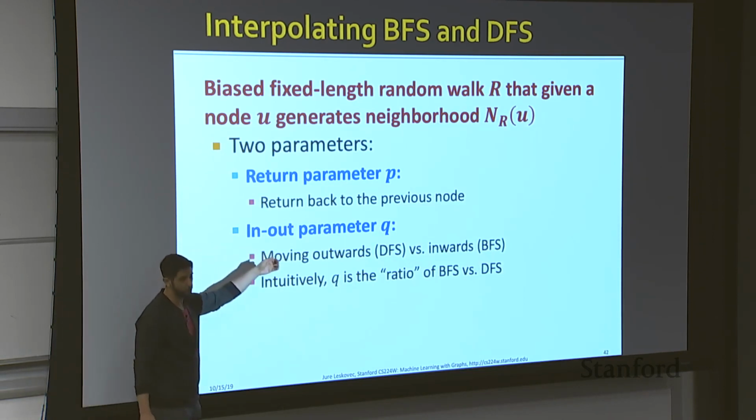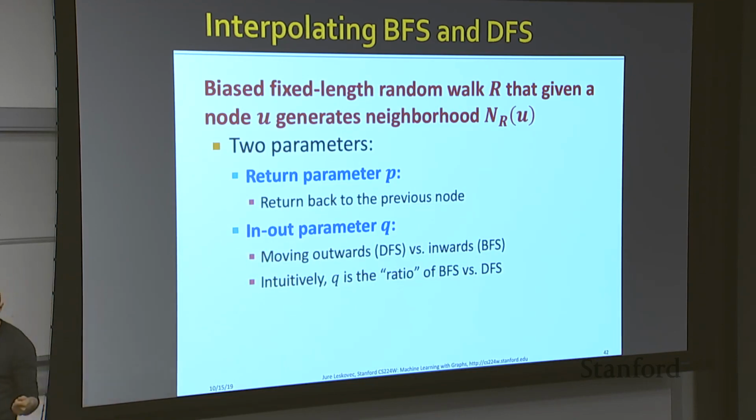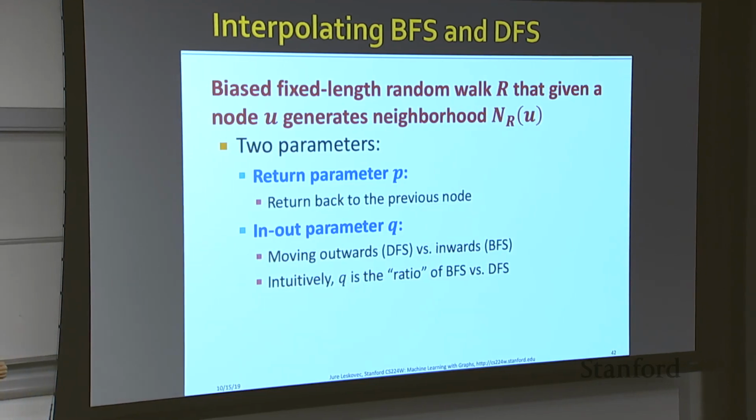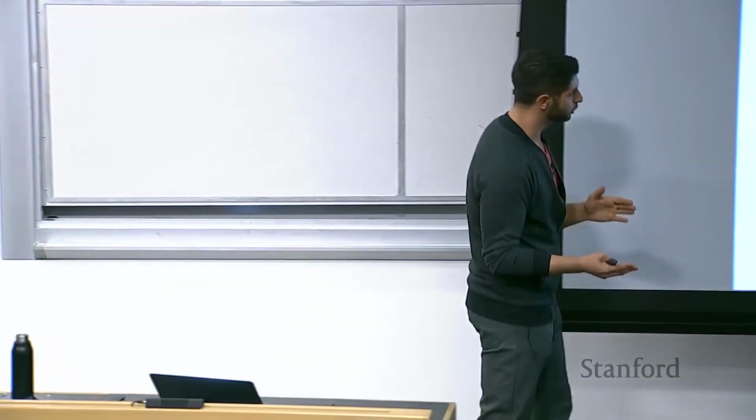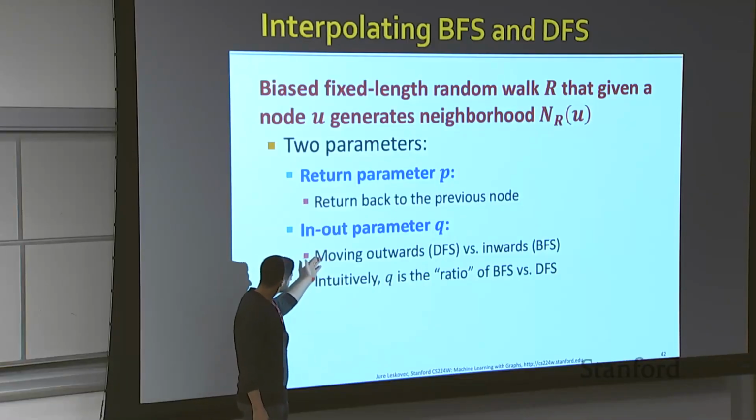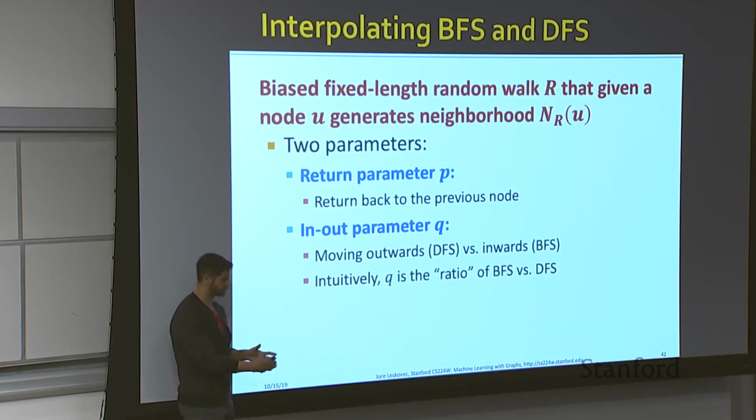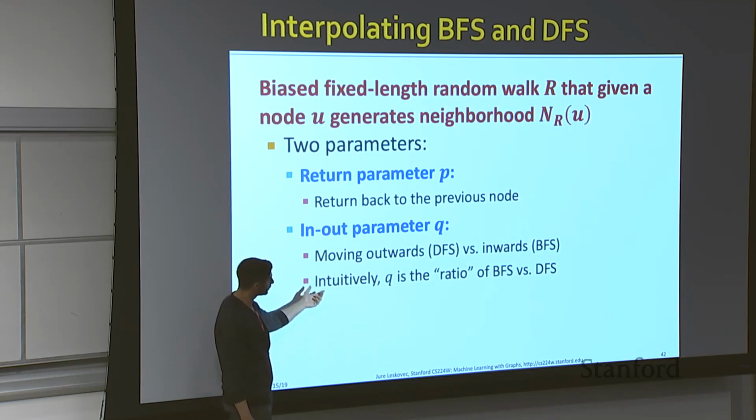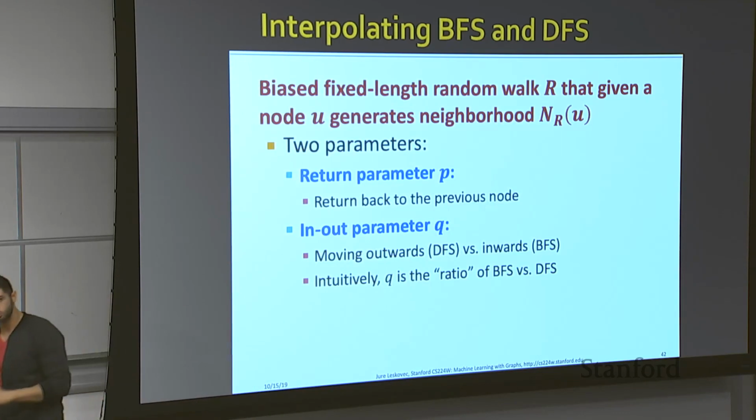parameters. One is the parameter P, which is a return parameter. It basically tells us what is the probability that we're going to be returning back to the previous node. So we just take a step back, okay? And then the parameter Q, which is what we call the in and out parameter, is the trade-off between moving outwards, so the DFS, versus inwards, so just performing a BFS, okay? And intuitively, what this Q parameter is capturing is the ratio between how often you perform a BFS versus how often you perform a DFS, okay?